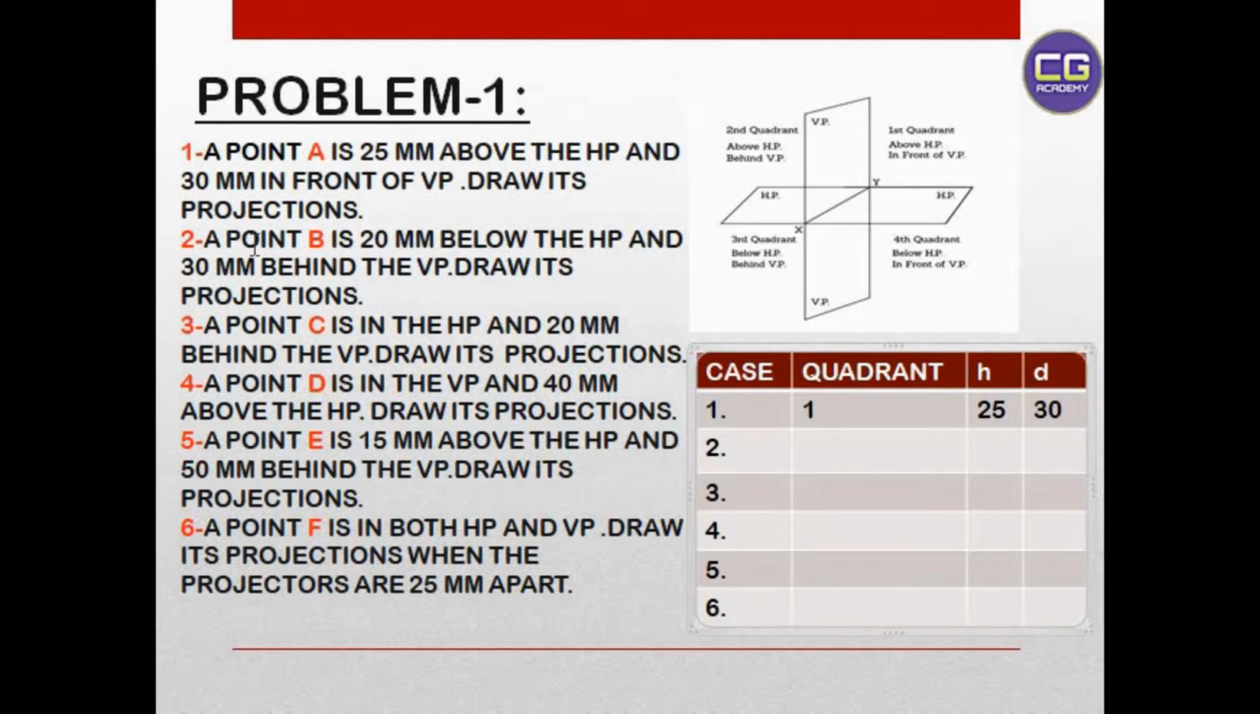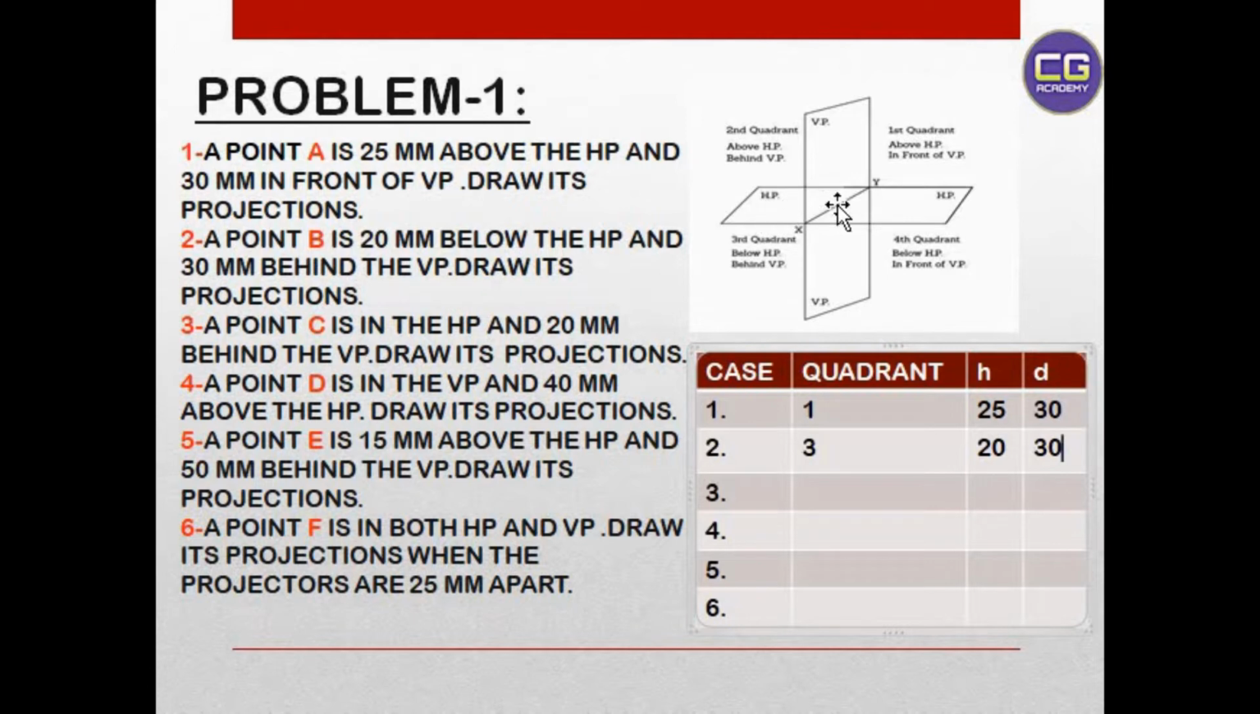If we take the second case into consideration, a point B is 20 mm below the horizontal plane. Below the horizontal plane indicates the point must be lying in either the third or fourth quadrant. If we read further, 30 mm behind the vertical plane indicates that the point lies in the third quadrant only. It doesn't lie in the fourth quadrant. So let us note it down. The point lies in the third quadrant only. h is the distance from the horizontal plane, which is given as 20 mm, and d is given as 30 mm.